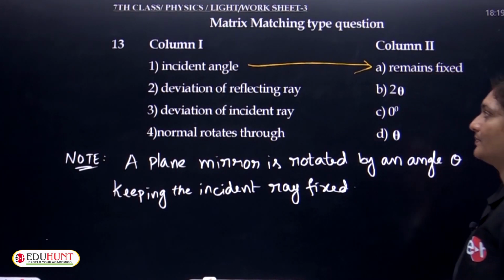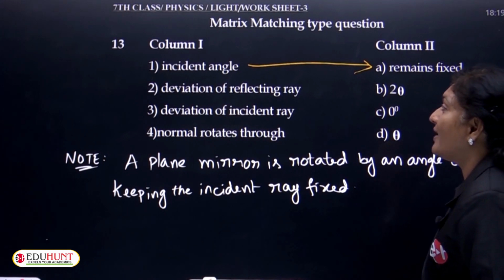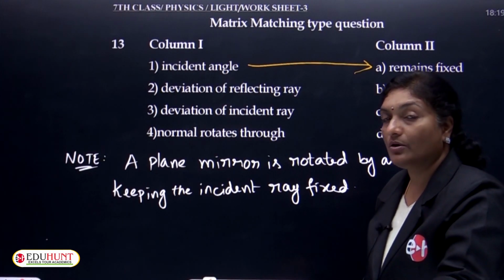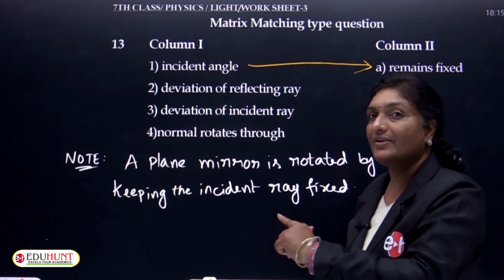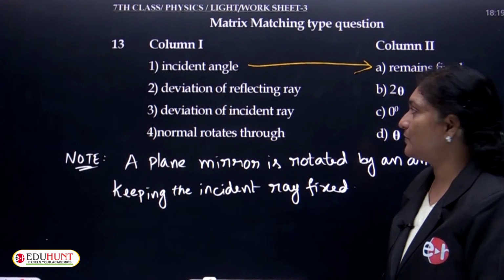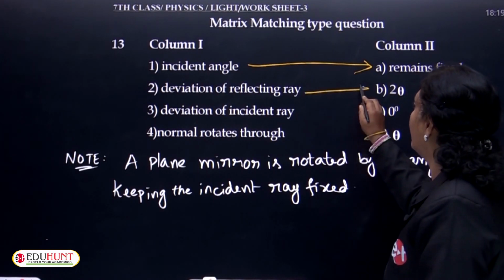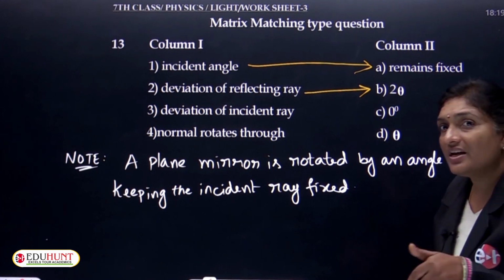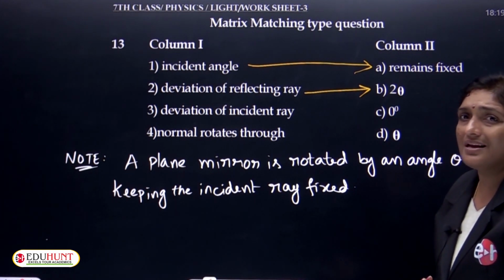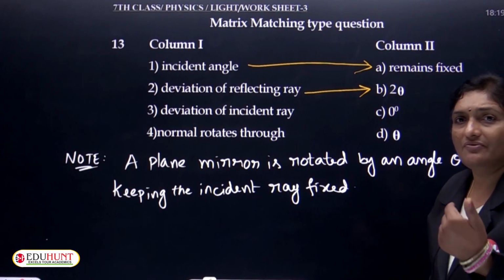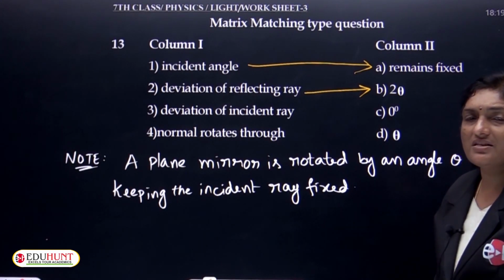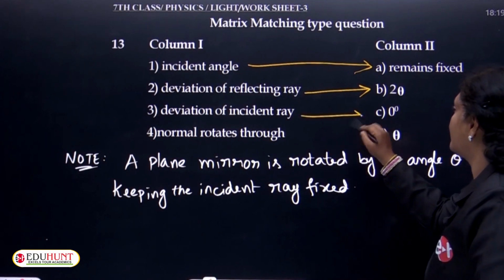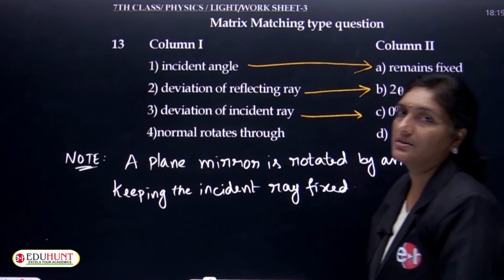an angle theta. The deviation of the reflected ray: when a mirror is rotated by theta, the normal rotates by theta, whereas the reflected ray rotates by 2 theta. So, the reflected ray rotates by 2 theta. What is the angle of deviation in the incident ray? Incident ray is fixed. Whenever it is fixed, there is no deviation observed. No deviation means the angle is found to be 0 degrees.